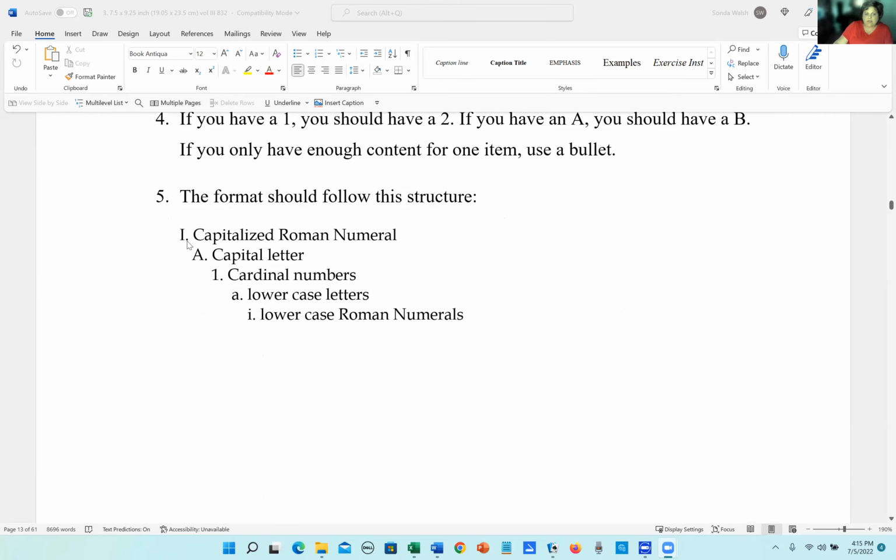Okay, number 1, we start with a capitalized Roman numeral. Then you indent, and notice how A is lined up underneath of the C for capitalized. You put a capital A, and then it's a capital letter. Then underneath that, you have the cardinal numbers, and then a lowercase letter, and then a lowercase Roman numeral. And if we want to continue that, you're going to come over here, you'll do a B, and then you'll have a 1. Maybe you have 3 things here.